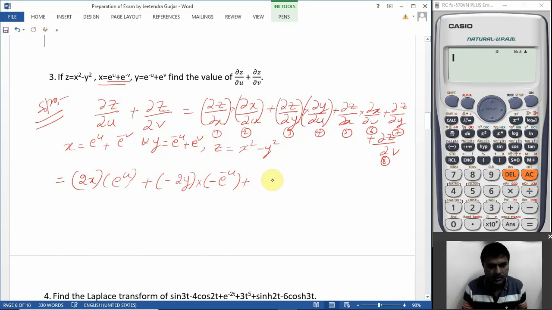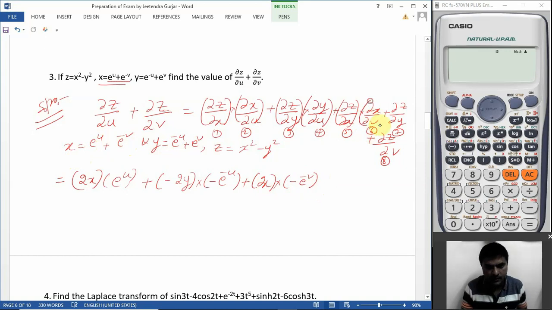Okay, next, plus differentiation of z with respect to x. We have already done. It is 2x into. Now differentiation of x. Where is x? This is x. Differentiation of x with respect to v. So definitely u is going to become constant. e raised to u is 0. e raised to minus v is there. Substitute. Differentiation will be minus e raised to minus v.